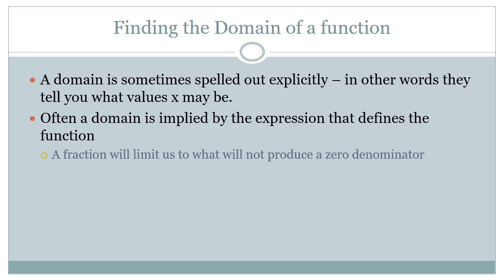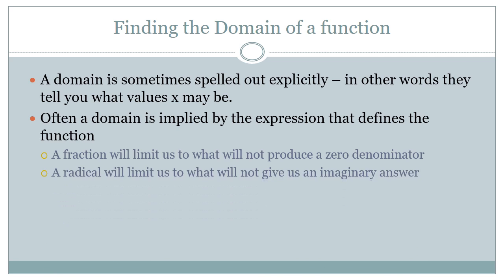So any number that you could put in for x that would cause that to happen cannot be in the domain. A radical will limit us to what will not give us an imaginary answer. So if you have an even root, you don't want a negative under that, and that's going to affect what x values you're allowed to use.